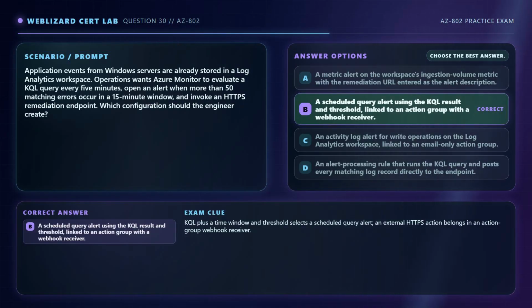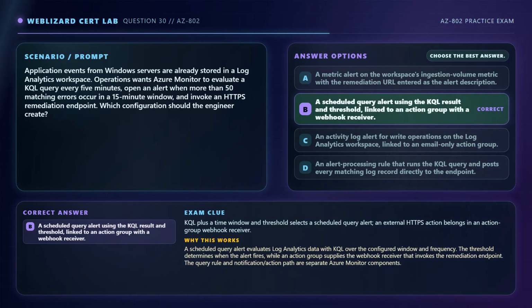The correct answer is B, a scheduled query alert using the KQL result and threshold, linked to an action group with a webhook receiver. A scheduled query alert evaluates log analytics data with KQL over the configured window and frequency. The threshold determines when the alert fires, while an action group supplies the webhook receiver that invokes the remediation endpoint. The query rule and notification/action path are separate Azure Monitor components. KQL plus a time window and threshold selects a scheduled query alert. An external HTTPS action belongs in an action group webhook receiver.